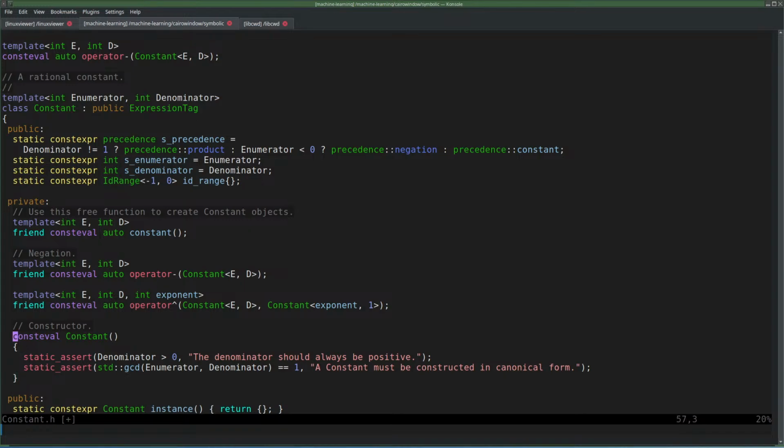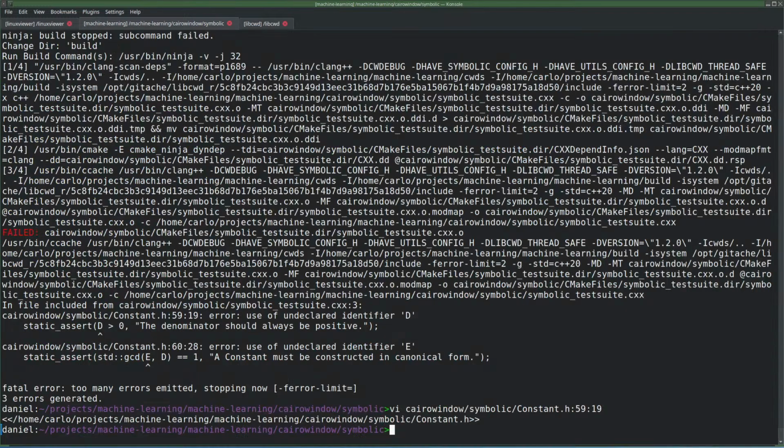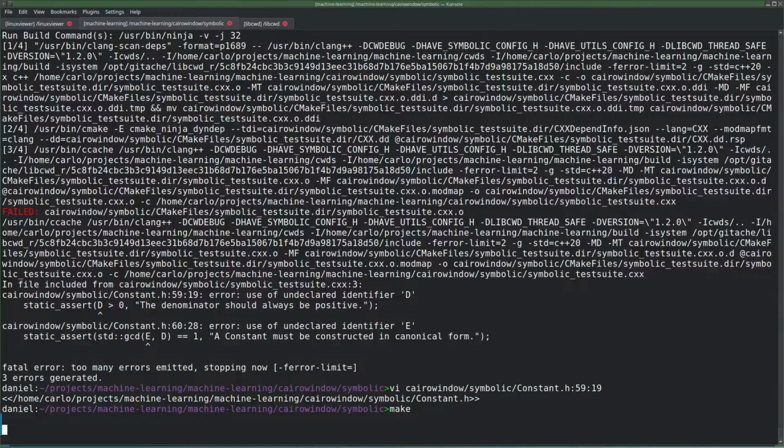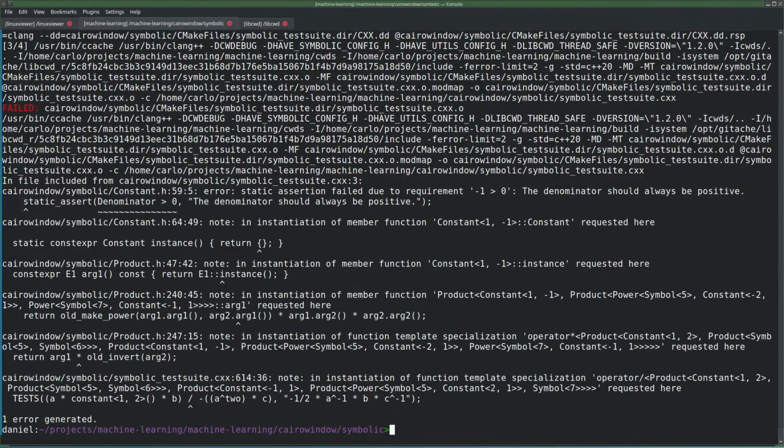I forgot to connect. Make. Compile, everything works again. I mean, the denominator should always be positive, so now we find what the problem is.